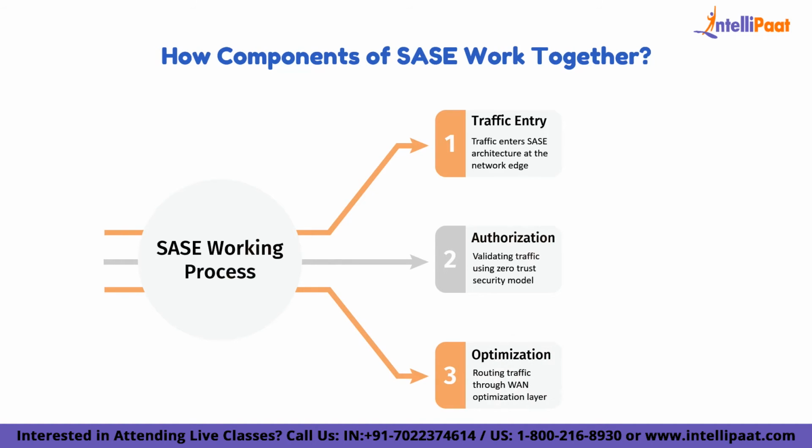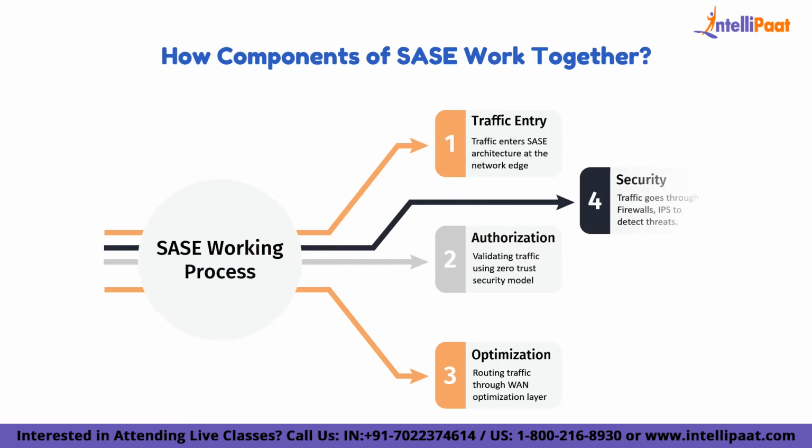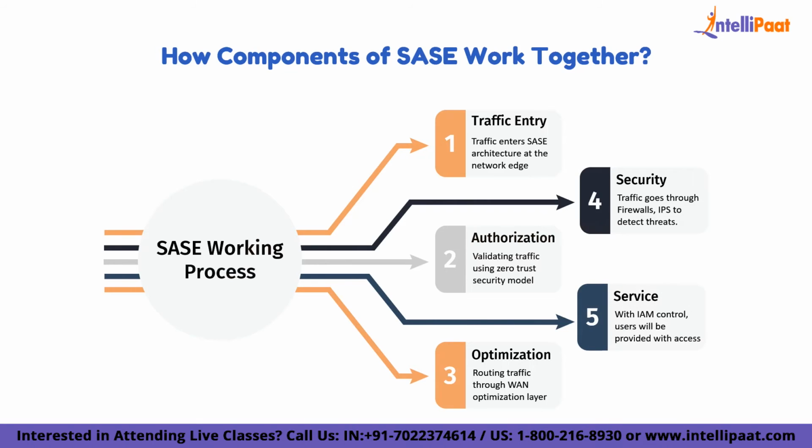The traffic is then routed towards the WAN optimization layer, which we talked about earlier, where the traffic is optimized for performance and reduced latency. The traffic is then passed through the network security controls such as firewalls and intrusion prevention systems, which help to prevent and detect security threats. Finally, the traffic is delivered to the destination application or service with the proper IAM control in place to ensure that only authorized users are able to access the application or service.